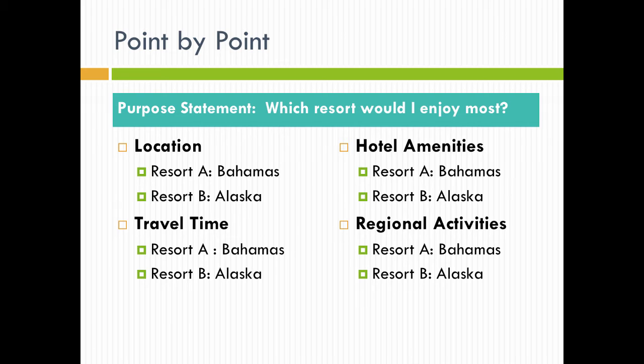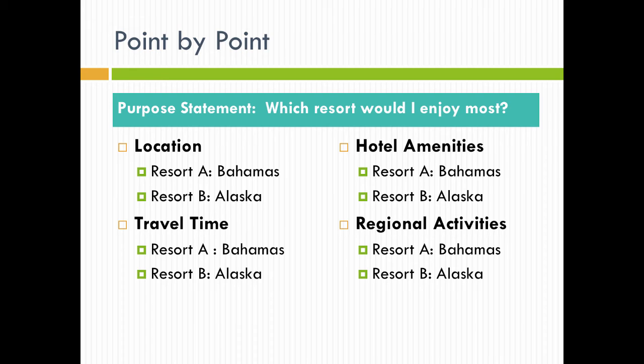So we start with a purpose statement, which is, which resort would I enjoy the most? So you're deciding on a vacation and you're thinking, I'd like to go to Alaska, but I'd also like to go to the Bahamas. Those seem like very different places, and they are, but they're going to have certain things that are alike. So if you think about when you go on a vacation, what maybe the three or four most important things about the vacation are to you, you come up with the location, how long it takes to get there, the hotel amenities, and then the things you can do in the region that are fun.